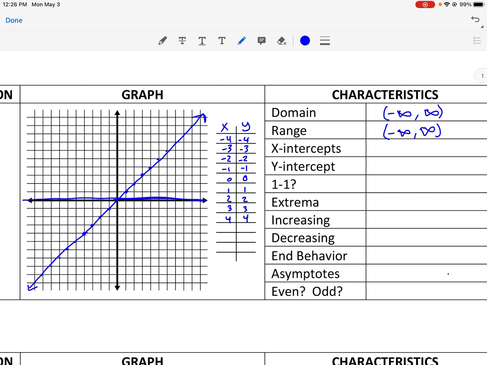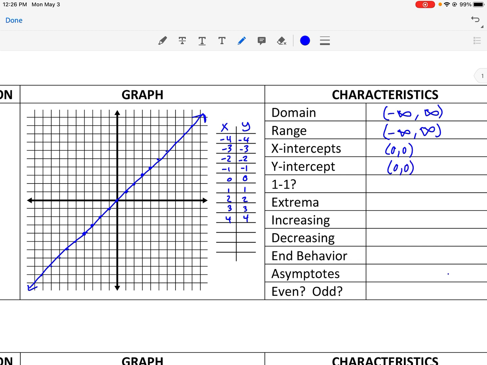X-intercept, so you look along the x-axis. Does our function cross the x-axis anywhere? And it does at (0, 0). Y-intercept, you look along the y-axis, see if it crosses the y-axis anywhere, and it does at (0, 0).